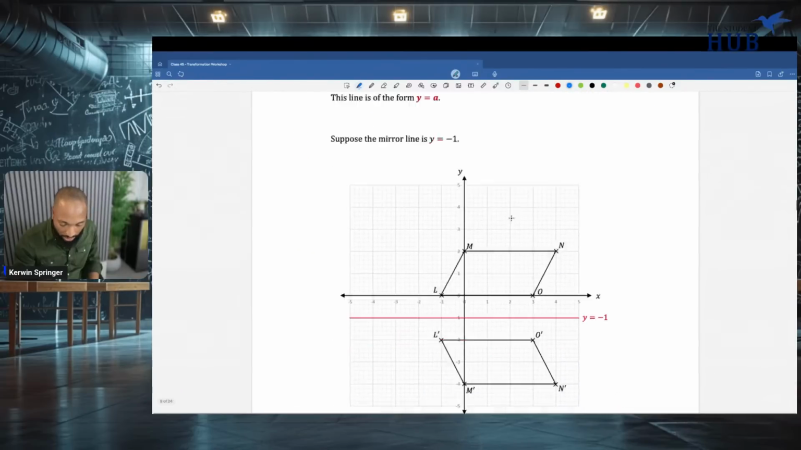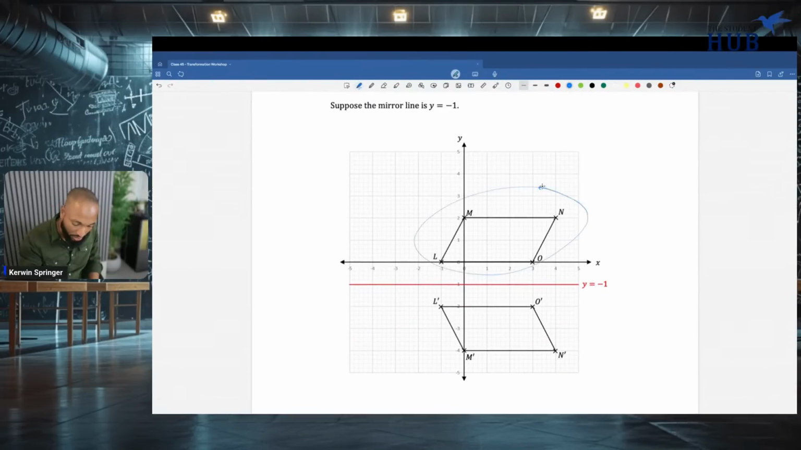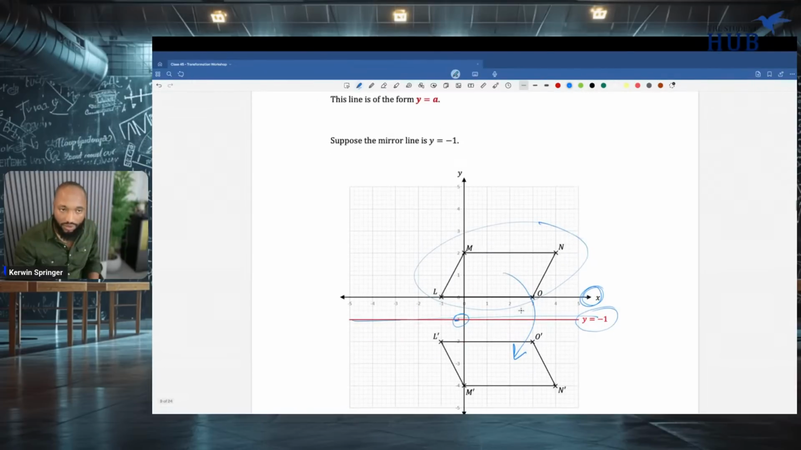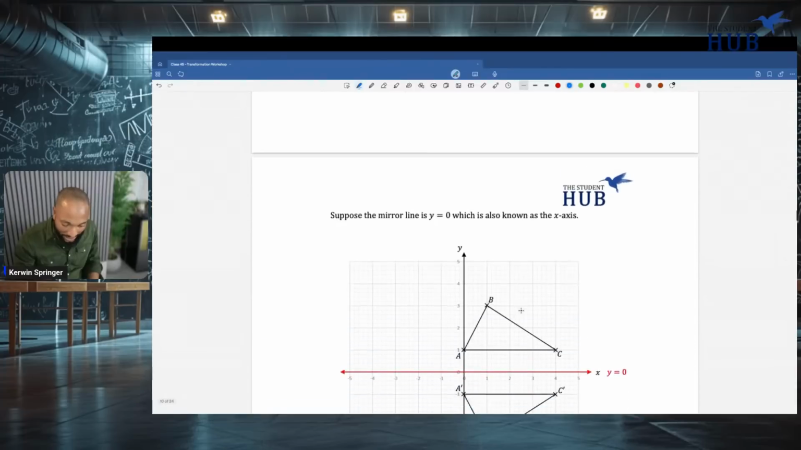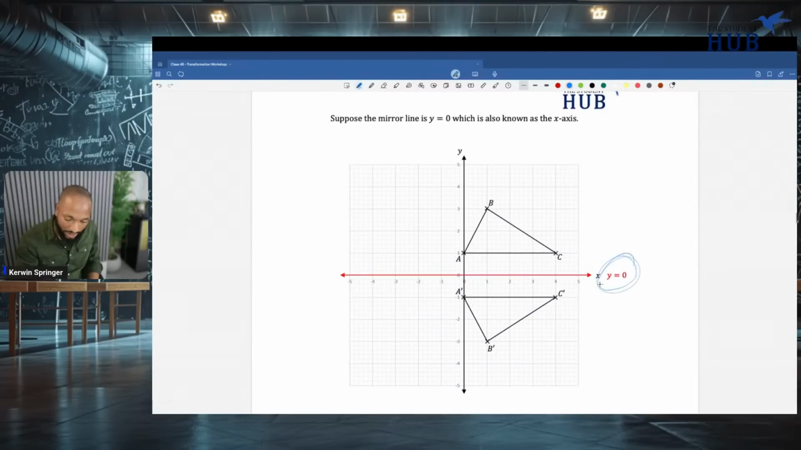What's the horizontal mirror line here? This was the image. This is the x-axis. But the reflection was y is equal to -1, and it reflected across this way. The line y is equal to 0 is also known as the x-axis. So the line x is equal to 0 is known as the y-axis, because all along the y-axis, x is 0. All along the x-axis, y is 0.